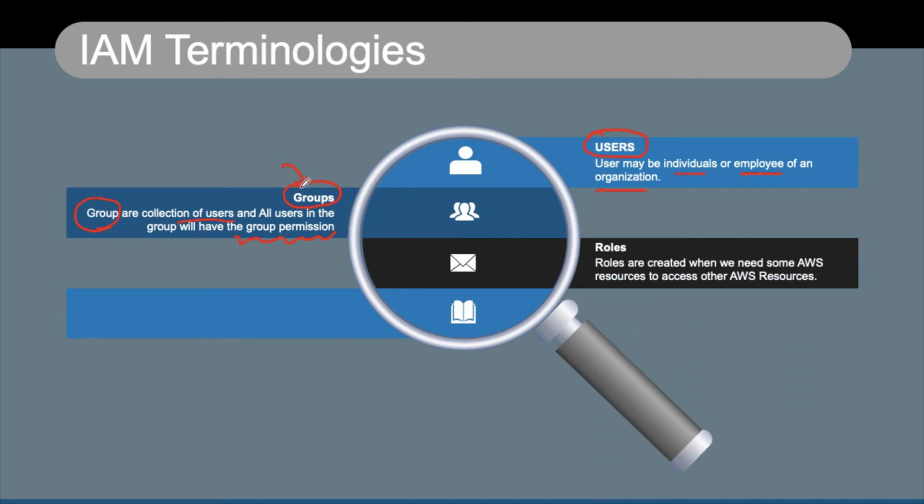The third one is roles. Roles are created whenever some AWS resources are accessing other AWS resources. The roles are typically required when we have some users or resources who want to access some other AWS resources. For example, some of the compute services want to access some resources on storage. So we need to give them a role which will allow them to access S3, which is typically the storage service. However, users, groups and roles by default have absolutely no authorities.